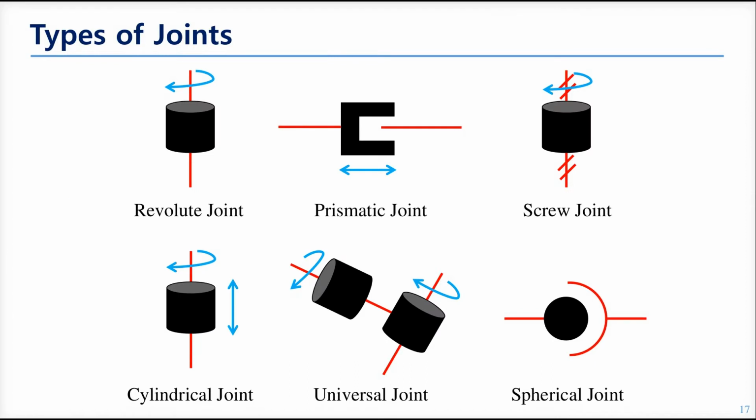The first thing you should know is the joint, and there are 6 types. Just think of these as common sense in the robotics field. We'll mainly deal with the revolute joint in the example.